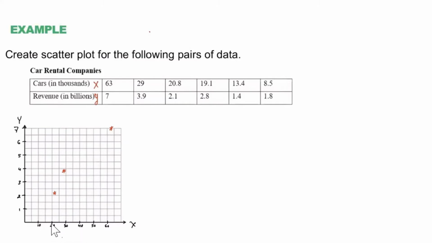Then we have 19.1. So you can see 20 is here. So 19.1 should be somewhere here, a little bit less than 20. And then we have to go 2.8, close to 3. Close to 3, 2.8. That is the point. 19.1 and 2.8.